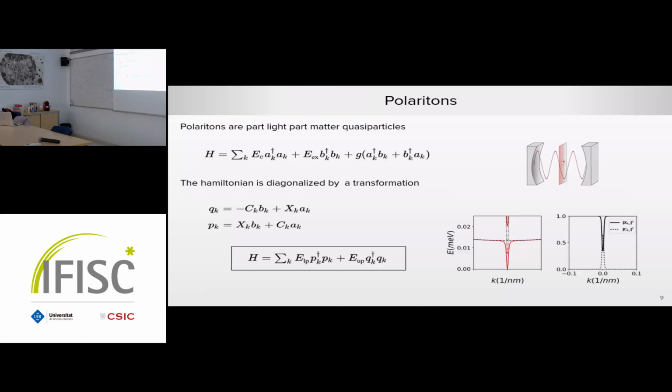And here is the excitonic and photonic fraction of the lower polariton branch. So you see that for higher momentum, they are basically just excitons. You can see that they coincide. And then as you get to lower momentums, they become a mixture of photons and excitons. I'll be just focusing on the lower polariton branch.